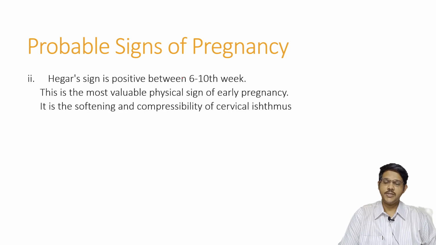Next probable sign is the Hegar's sign, which is positive between 8 to 10 weeks. At around this 8 to 10 weeks, there is softening and compressibility of the cervical isthmus, which can be appreciated by compressing the cervix between the fingers from the vagina as well as the abdomen. This is the most valuable physical sign of early pregnancy.